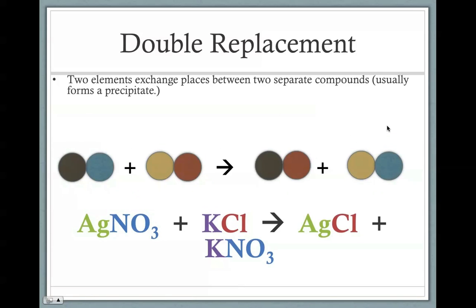The fourth reaction is a double replacement reaction. This is when two elements exchange places between two separate compounds. Now, this looks different than a single replacement reaction because, remember, that kind had an element with a compound on your reactant side on the left. Now we have two compounds. And what you're going to see is that the positive metallic ions in front are going to be switching places. So Ag was originally with NO3, now it's with Cl. Potassium was with Cl, and now it's with NO3. So this is a double replacement reaction. Those ions are switching places.